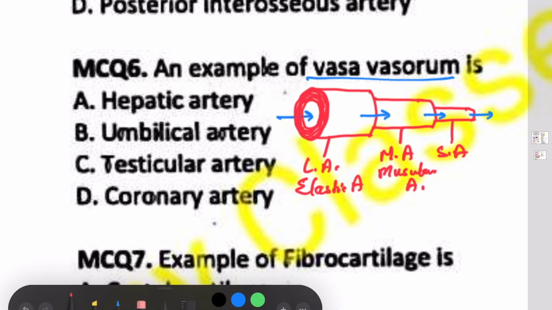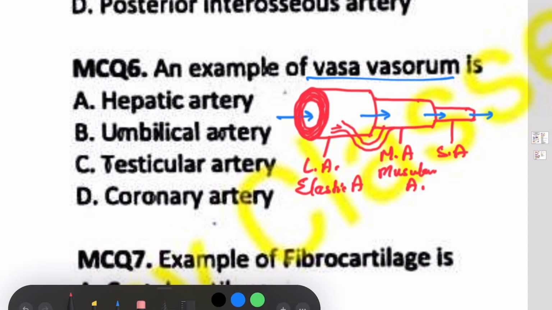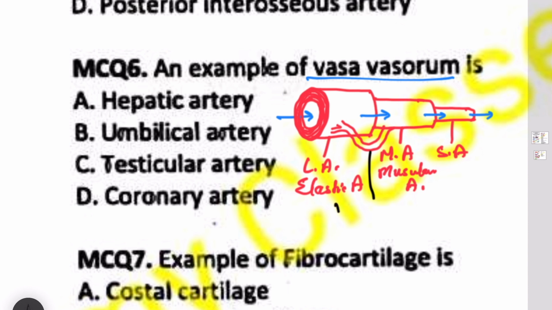Blood supply to a large artery. Let me tell you, let's say a branch arises from this artery and perforates to supply this large artery like this. So what you are seeing now is called vasa vasorum, right? A branch of an artery perfusing the walls of the large artery is called vasa vasorum.